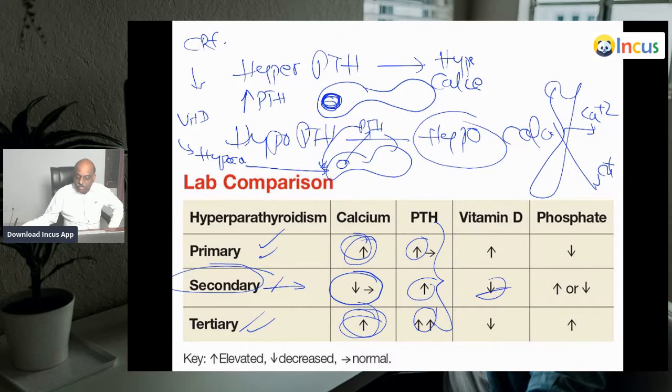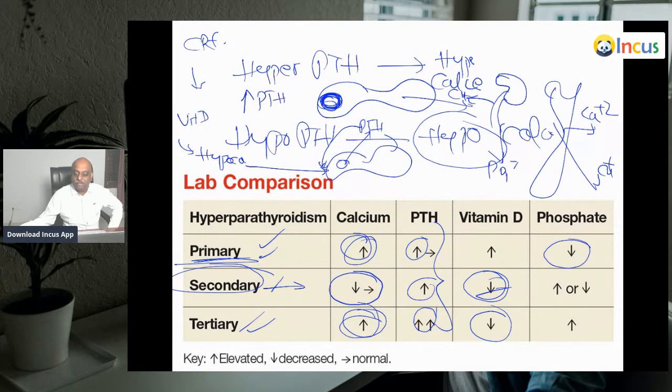Then vitamin D levels are low in secondary and tertiary, not in primary. And phosphate is low in primary because primary is because of parathyroid adenoma, and it will go to the kidney. It will cause the retention of the calcium and loss of phosphate into urine. Because with phosphaturia, primary hyperparathyroidism leads to low phosphate.